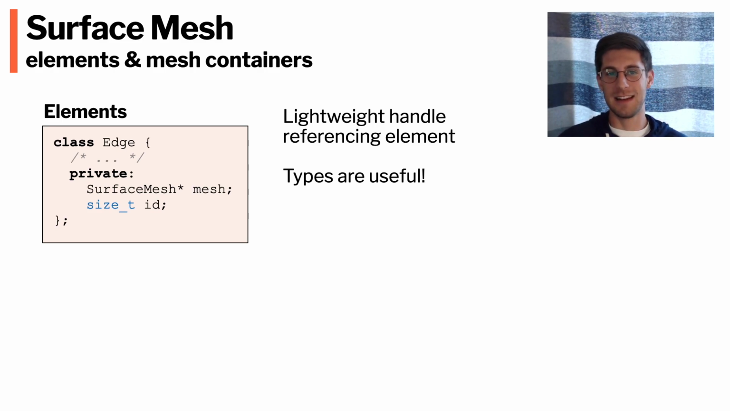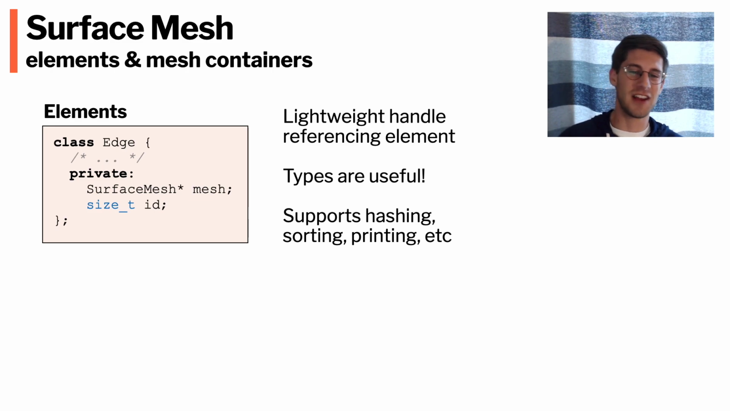But wrapping this in a meaningful type allows us to do all sorts of useful things, like if you're supposed to give us a vertex and you give us an edge, then you can throw a compiler error. You can also augment these with useful operations like edge.neighbors and so on and so forth. And of course, these types support all the useful operations you might suggest, like hashing them, sorting them, printing them, and so on and so forth.